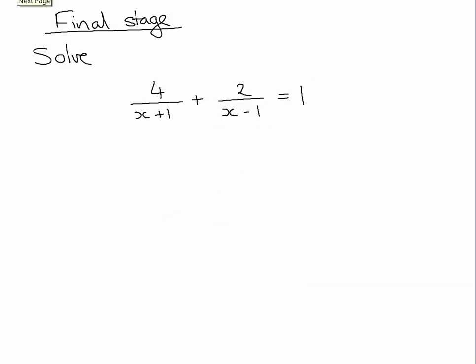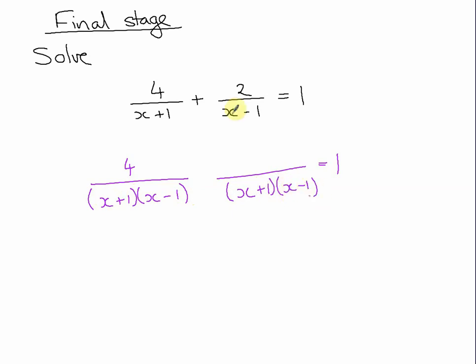Okay, final stage. Always harder when x is on the bottom. So we have to add the fractions and we have to find a common denominator. Now, the only real way of doing this is multiplying them together. So two big fraction lines, and what we're trying to do is make them this. I'm going to multiply my two denominators together and I'm going to get this.